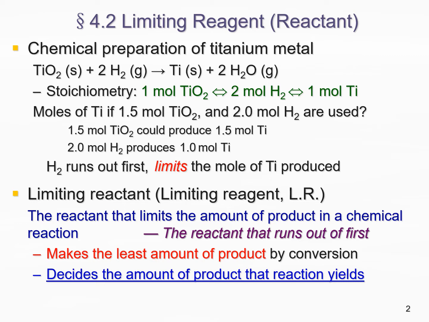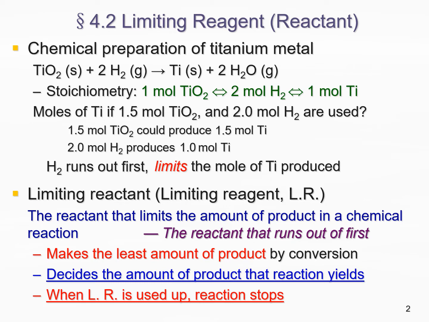not 1.5 according to titanium peroxide, because hydrogen runs out. So it decides the amount of product that the reaction should yield. And one last thing, when the limiting reactant is used up, runs out, the reaction stops. That means whatever is going to stay in the reaction forms what we call the reaction mixture.